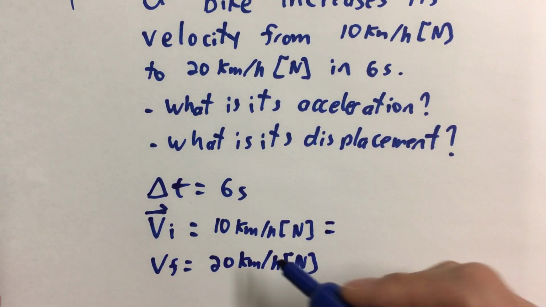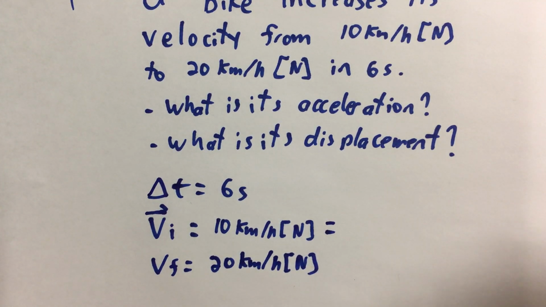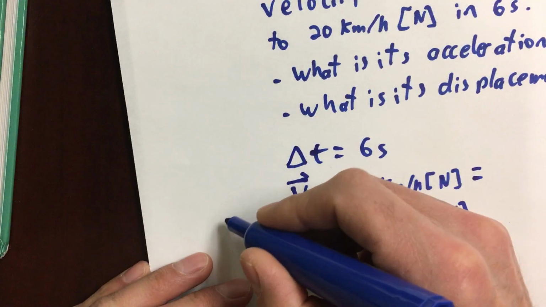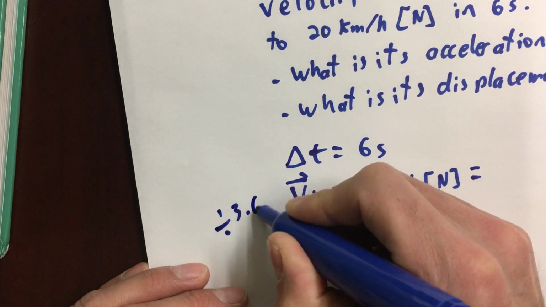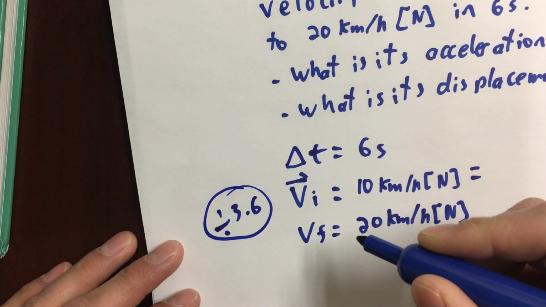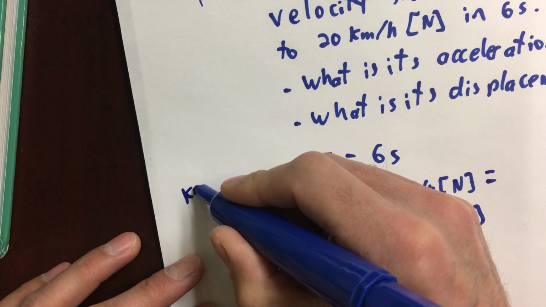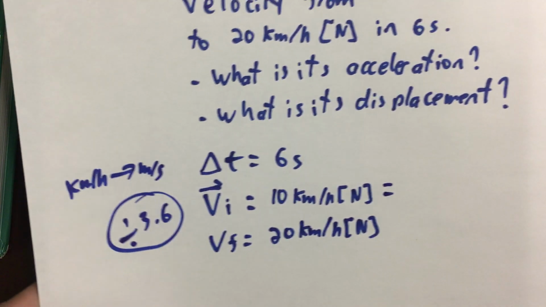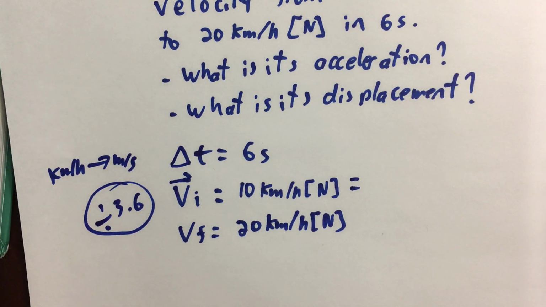The conversion factor, if you have kilometers per hour, is you divide by 3.6. So for both of these, I'm going to divide by 3.6. And when you divide by 3.6, that will convert kilometers per hour to meters per second. The reason why that works is there are 1,000 meters in a kilometer, and there are 3,600 seconds in an hour. So if you take the number of seconds, 3,600, and divide it by the number of meters, 1,000, that gives you your conversion factor.